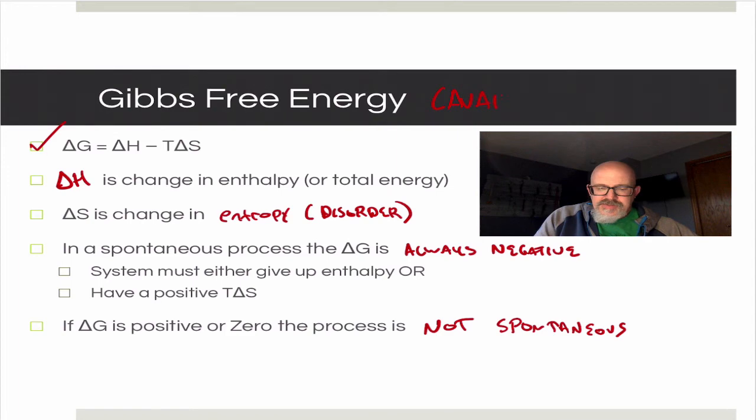Realistically, it's almost better to call it available energy, right? So Gibbs free energy is the available energy in a system, and it is calculated out. But the big thing to remember is if it is negative, it's spontaneous. If it's not spontaneous, it's going to come out as positive or zero, and that's the important part to remember.